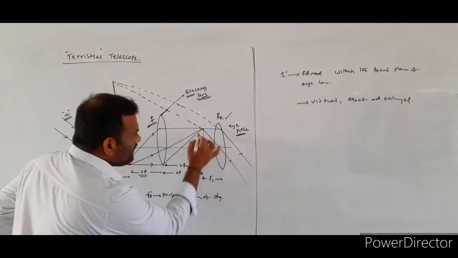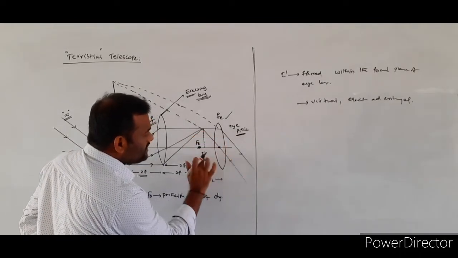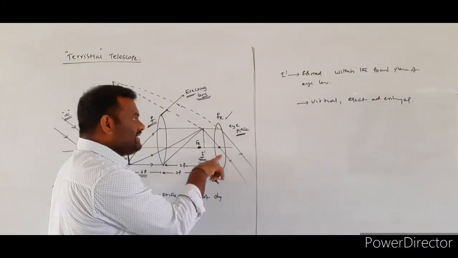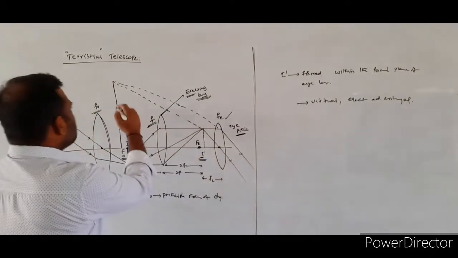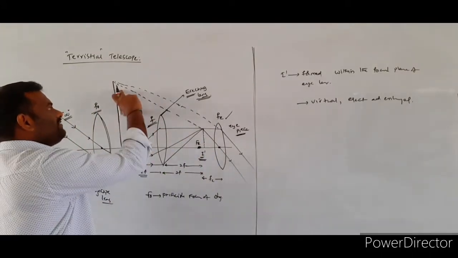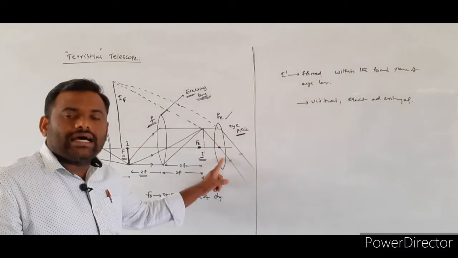So here, this I dash indicates the virtual object for the eye lens. I dash acts as a virtual object for the eye lens. As a result, the final image will be represented by I suffix f, which is produced by the eye lens.